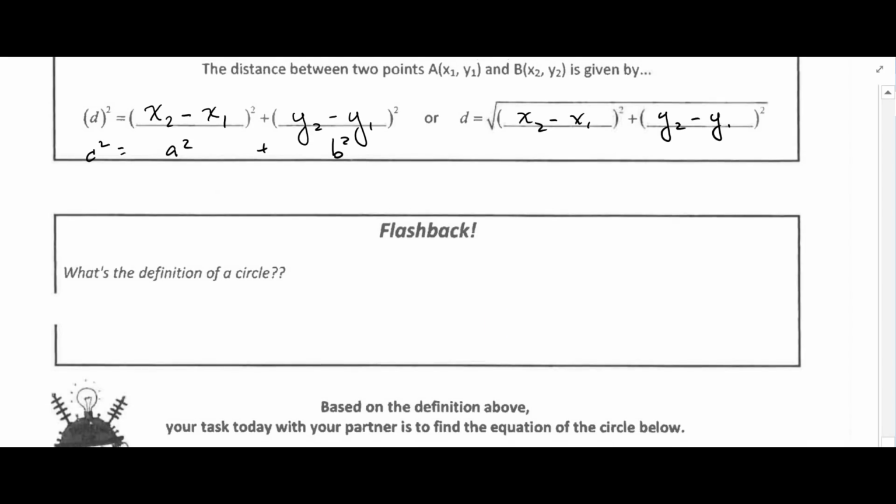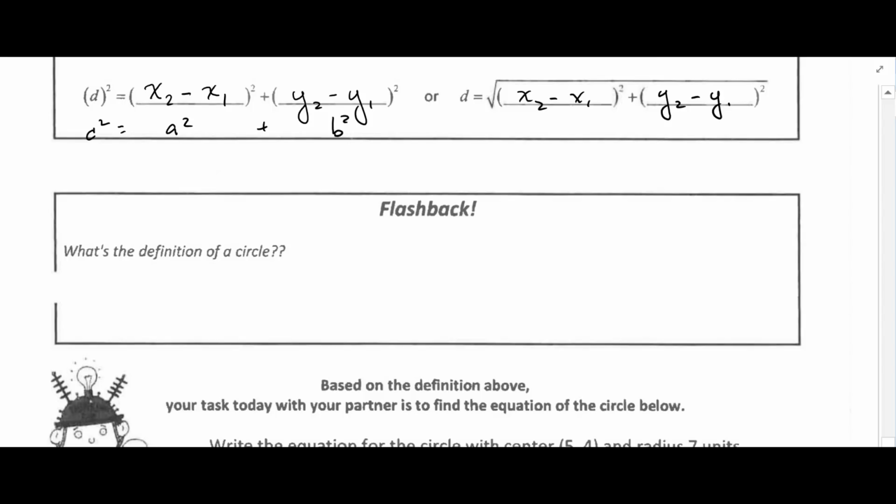So let's go back and talk about a circle. The definition of a circle is that we're going to start with a point, and then we're going to find all the points that are a fixed distance, so say 10 centimeters away from this. So I'm going to go 10 centimeters this way, 10 centimeters this way, 10 this way, 10 this way, and then I'm going to find all the other points that are 10 centimeters away, and if I found all of those points, it would end up making a circle.